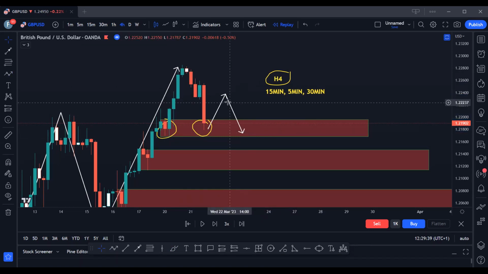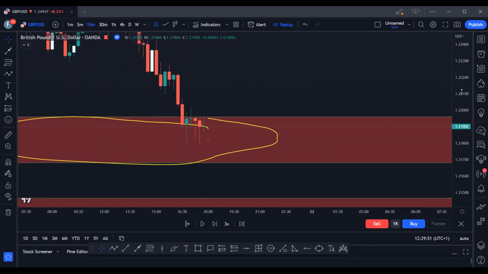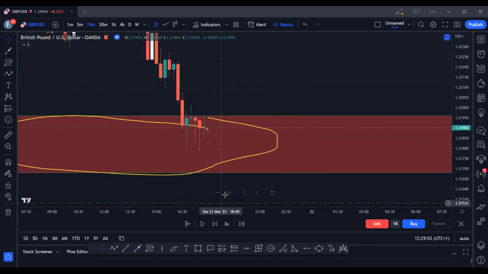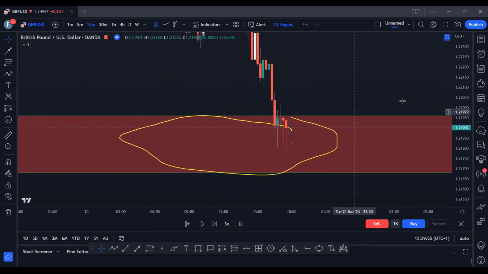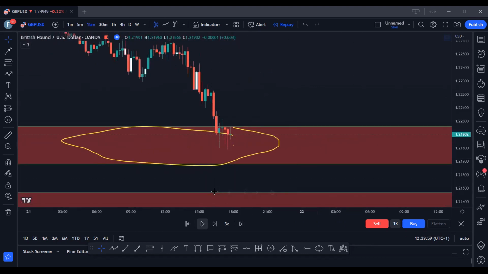On the flip side, if you want to validate the support zone by going to a lower time frame, let's see if we can go to 15 minutes from here. On 15 minutes right now, we have this touch here. Are we going to see a bounce off from the zone? Let's play it forward.